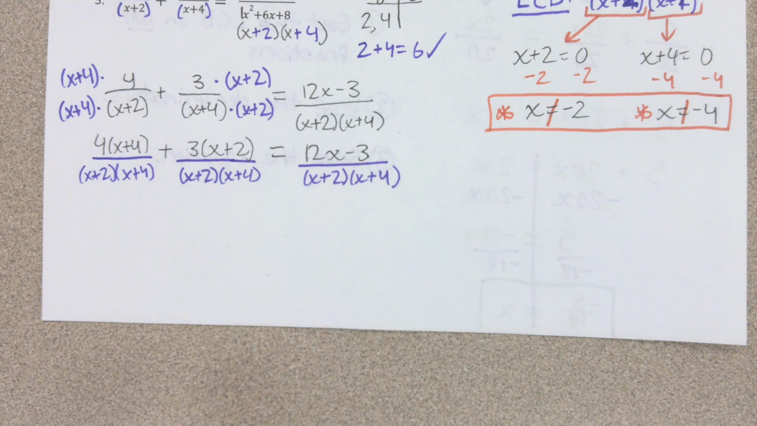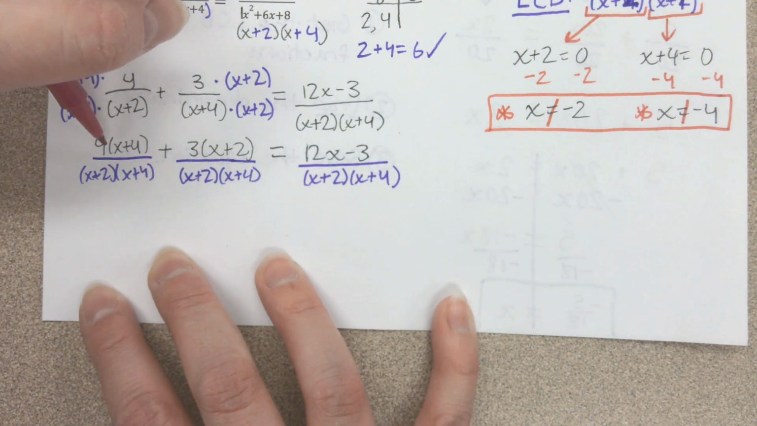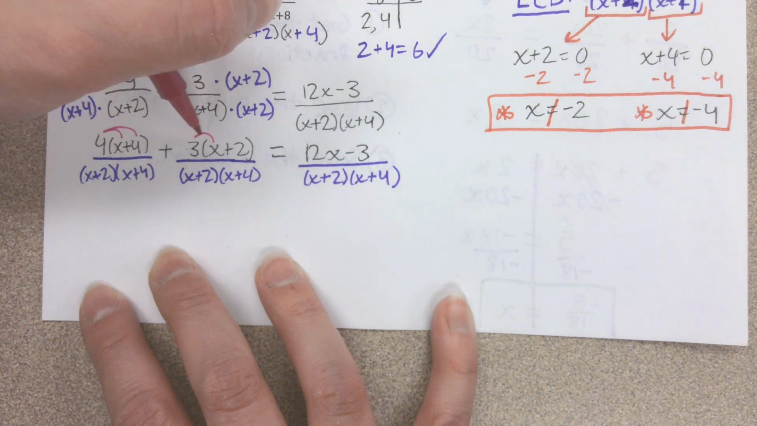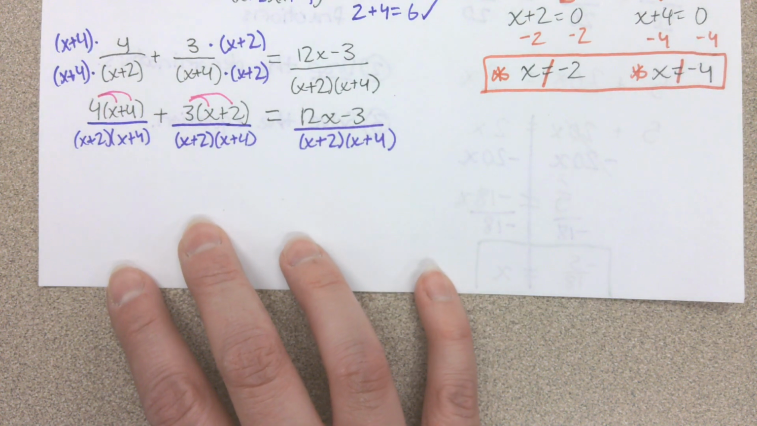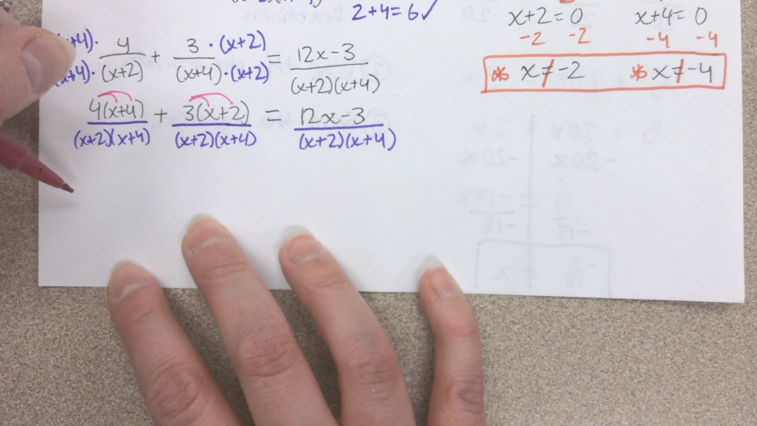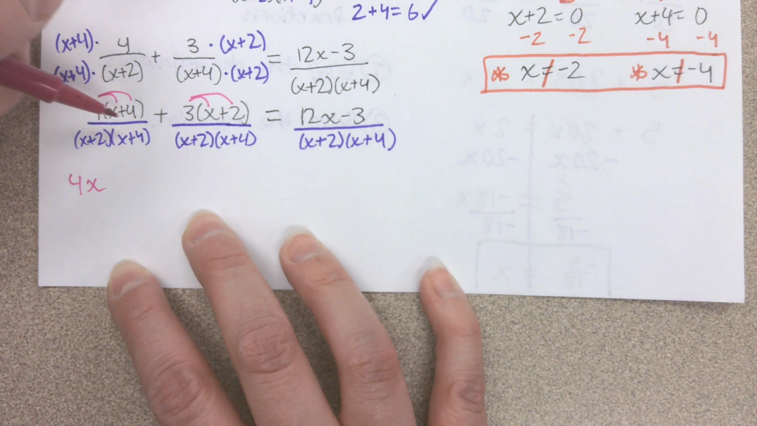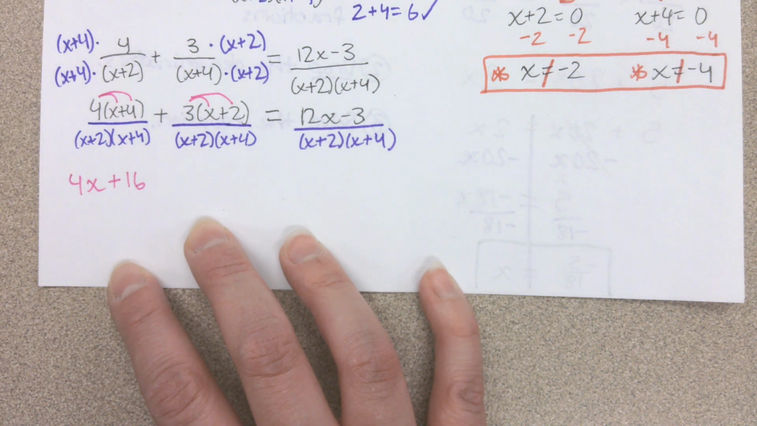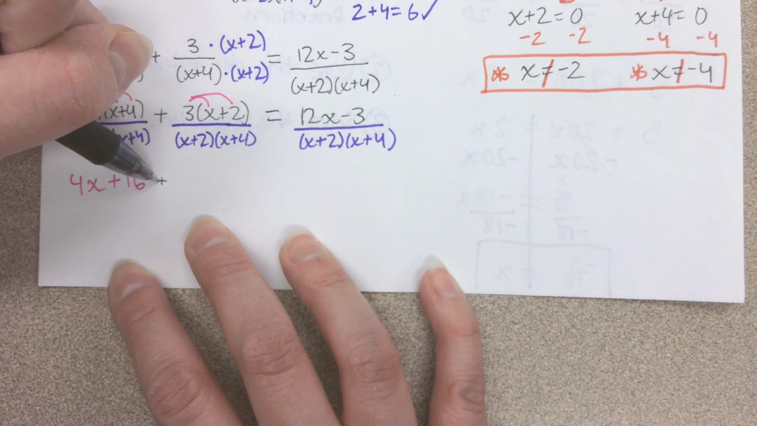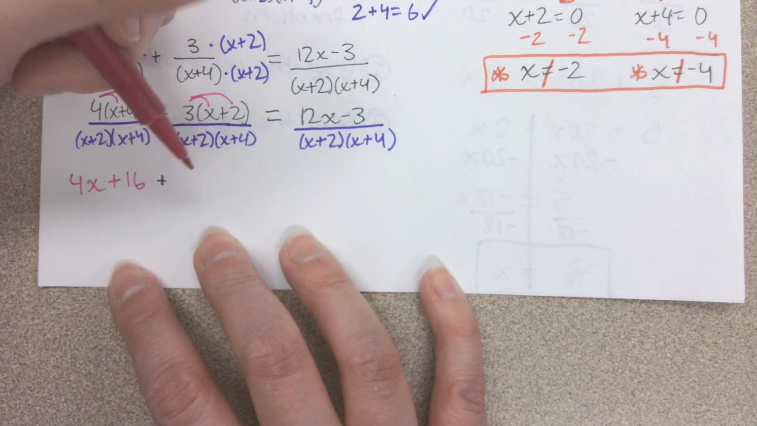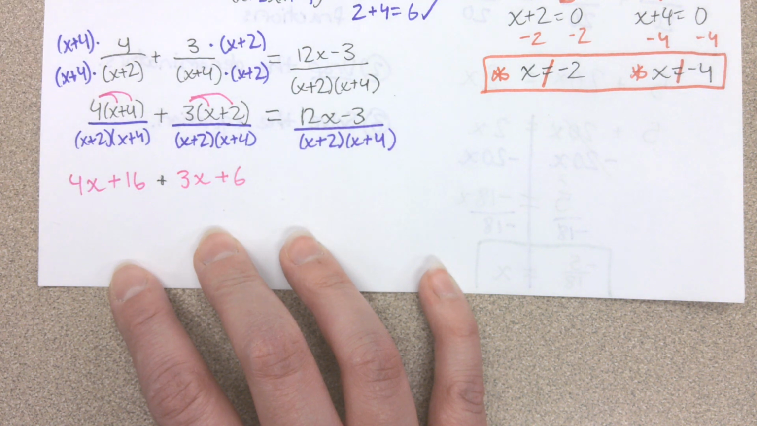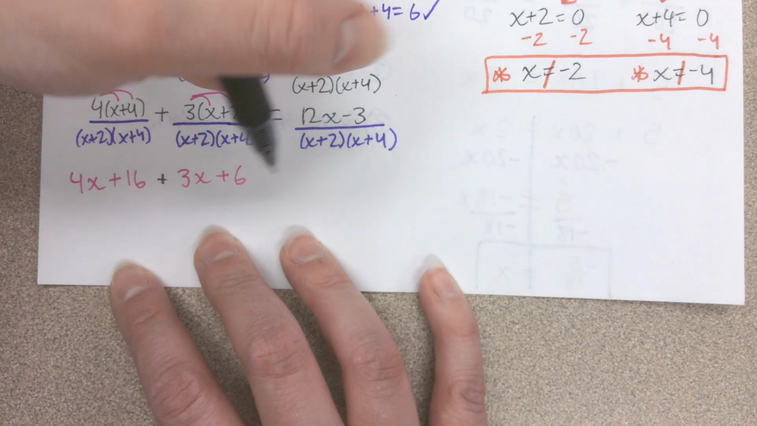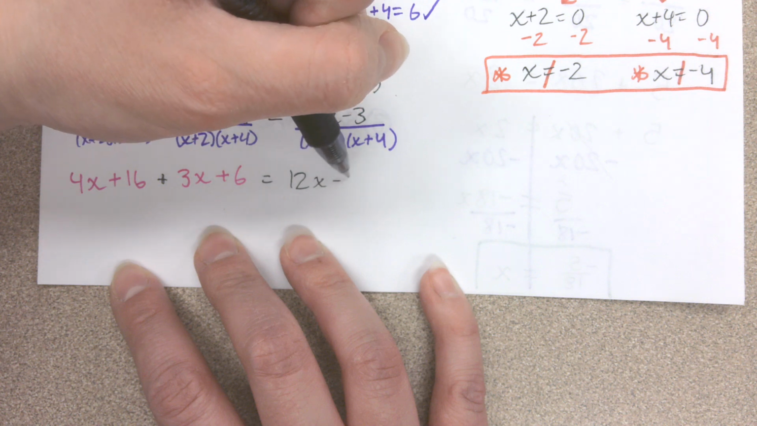Same denominator means we can drop and just focus on the equation. As I drop, I will also distribute to save myself a step later. Dropping my equation, we have 4 times x, that's 4x. 4 times 4, that's 16, so plus 16. Plus 3 times x, that's 3x. 3 times 2, that's 6. Equals 12x minus 3.